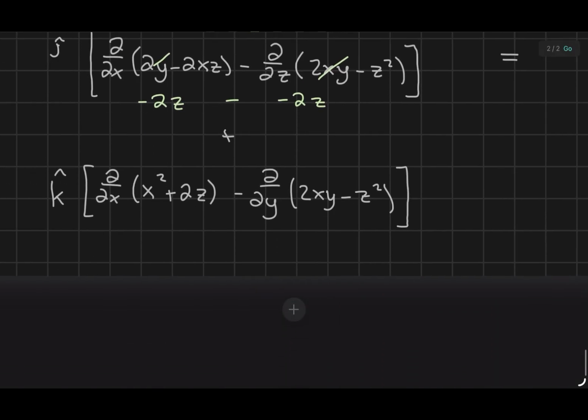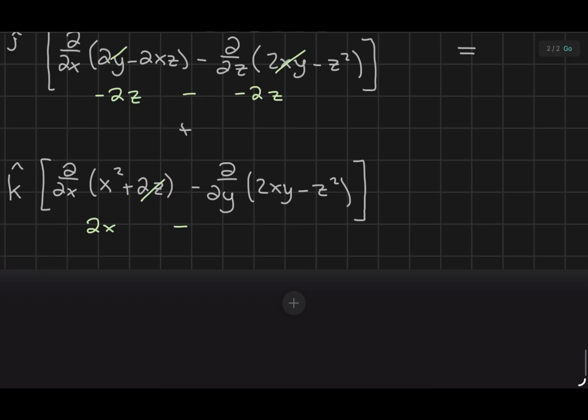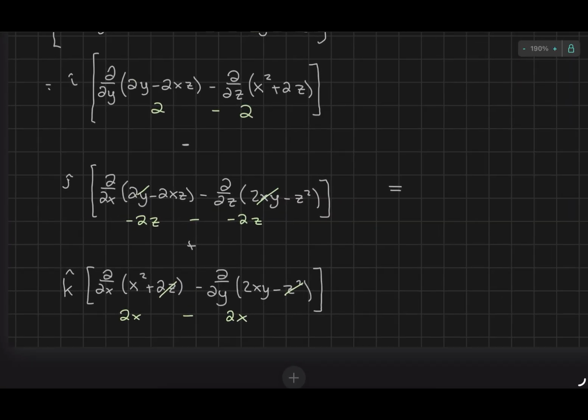And finally, we have the partial of x squared plus 2z with respect to x. The 2z is treated as a constant there, so this is going to be 2x, minus the partial of 2xy minus z squared with respect to y. That z squared is treated as a constant there. This is going to be 2x. Doing our algebra here, 2 minus 2 is 0. Our i component is 0, therefore.